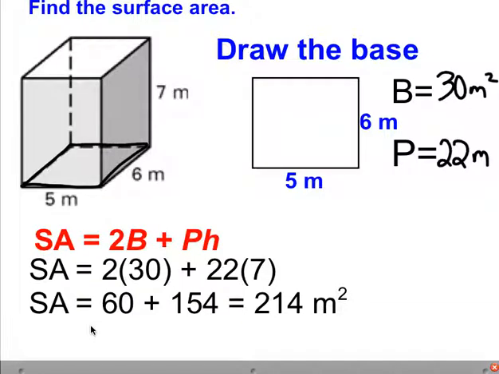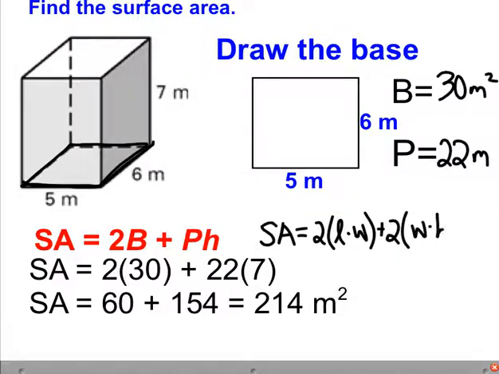Now remember, you do have another choice with rectangular prisms. I could say the surface area is 2 times length times width, so 2 of length times width, 5 times 6, plus 2 of width times height, so 6 times 7 twice, and 2 of the length times the height. It gives us the same thing, but a little bit more concise: 2 times the area of the base plus the perimeter times the height.